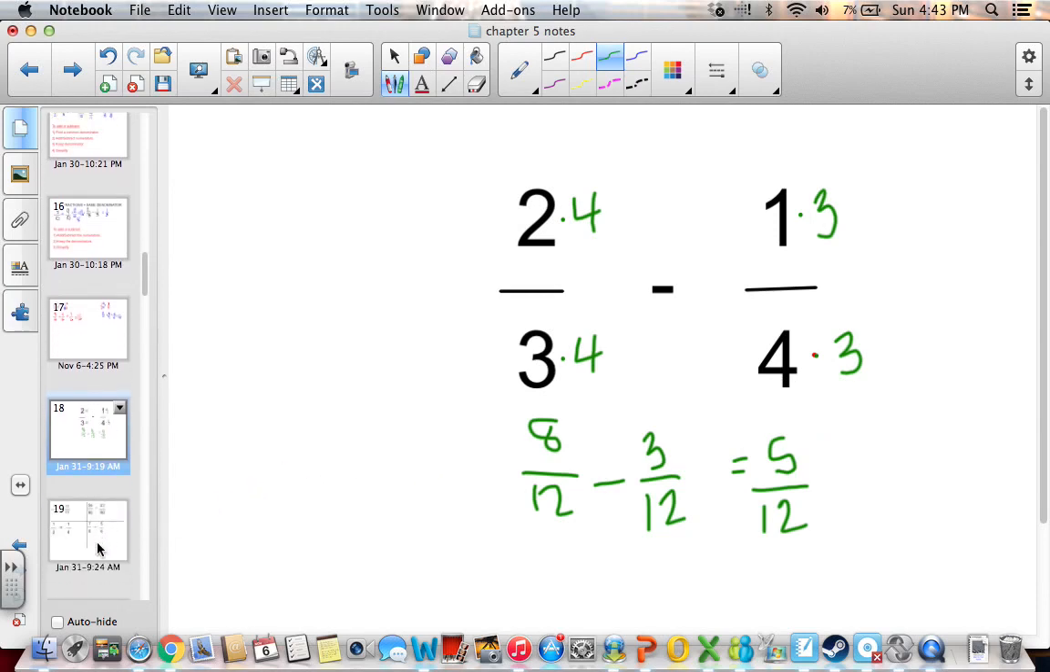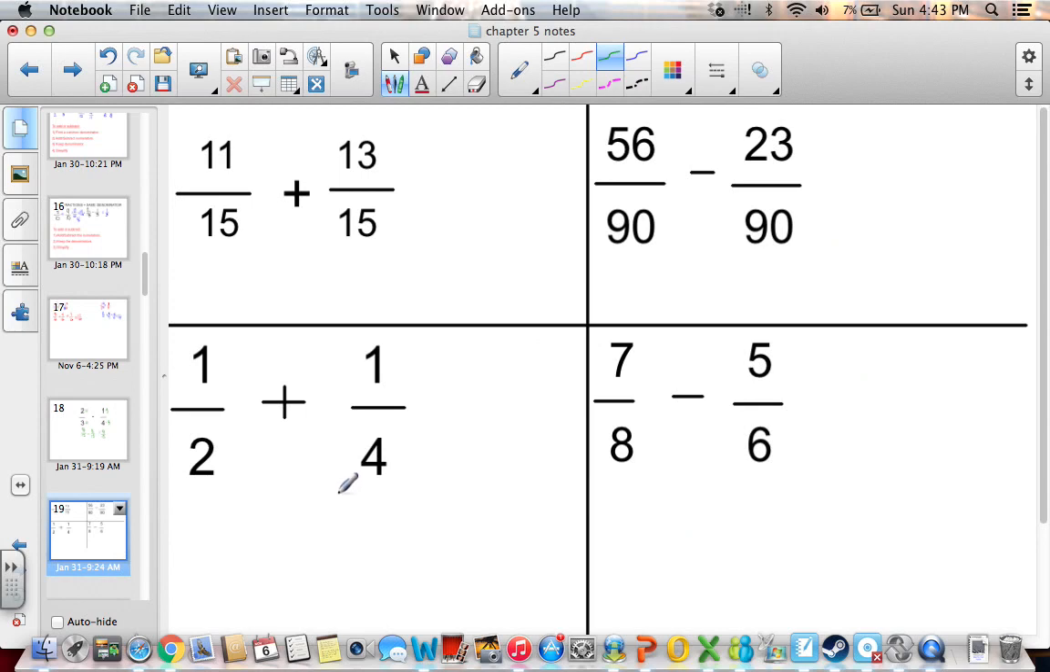All right, in your notebook, I would like you to pause me and solve these 4 problems, and then come back and unpause me and check your answers.